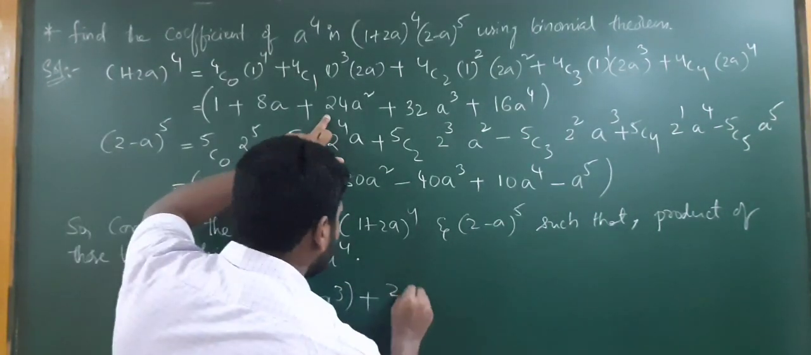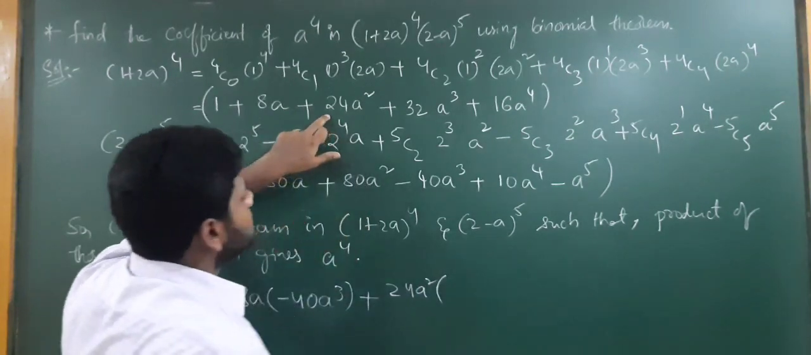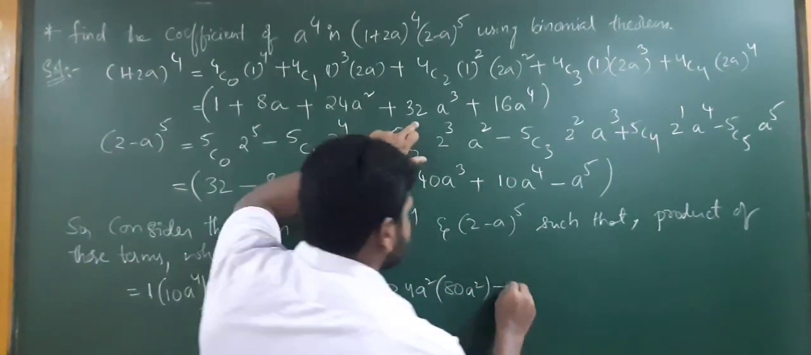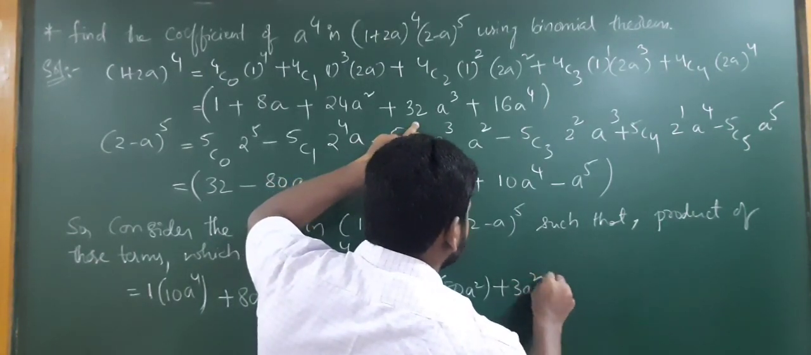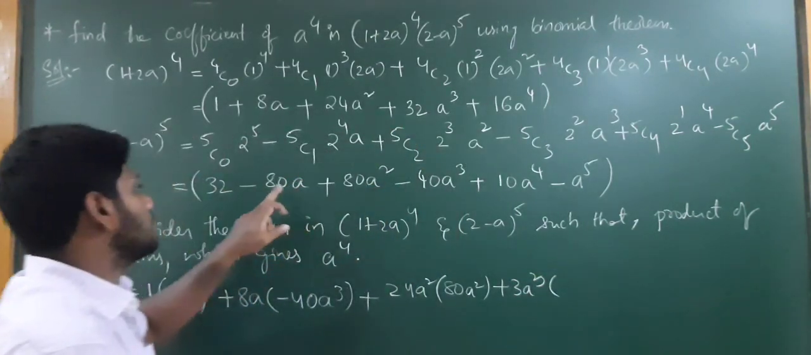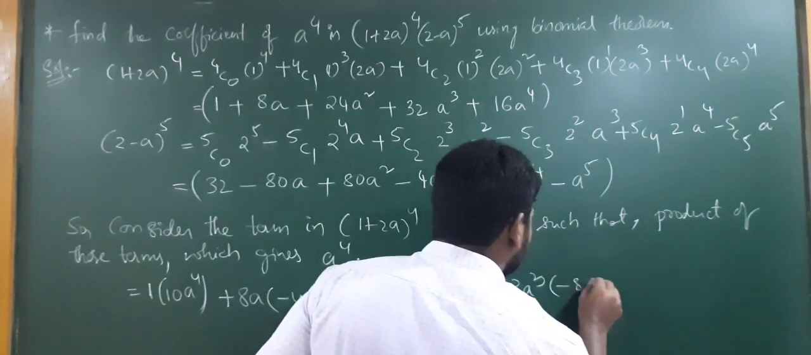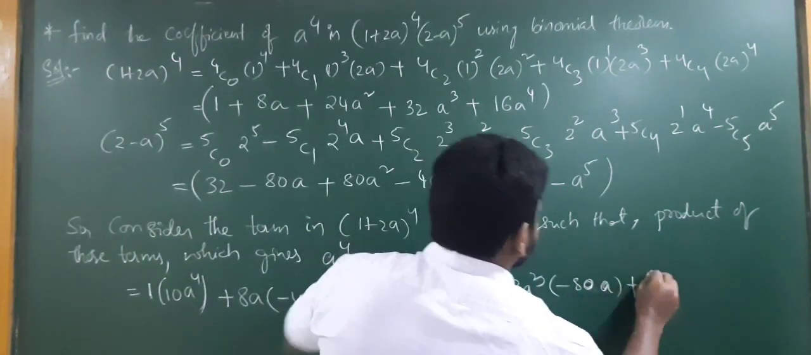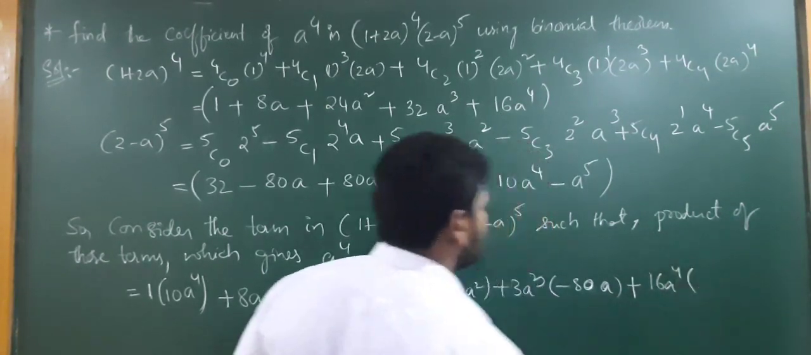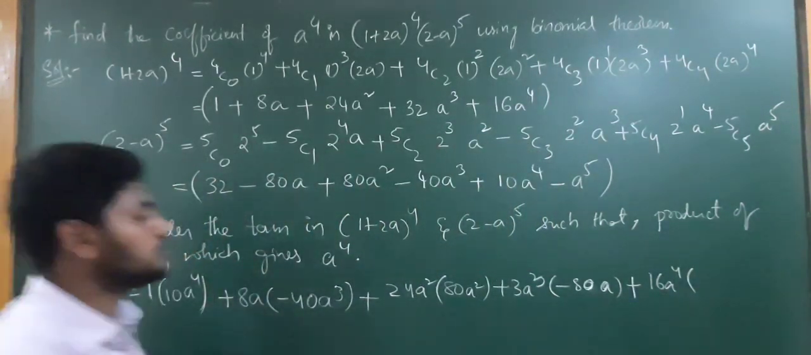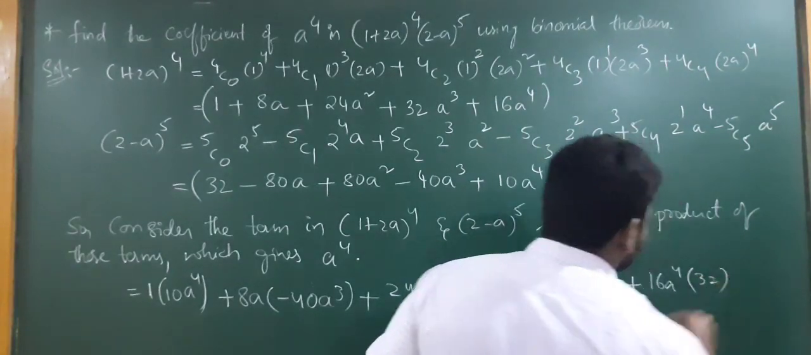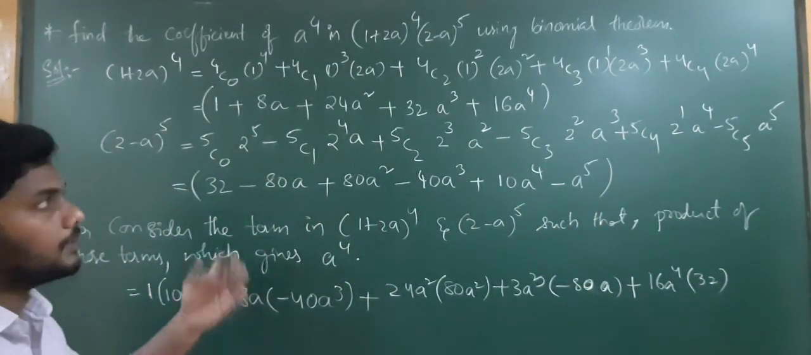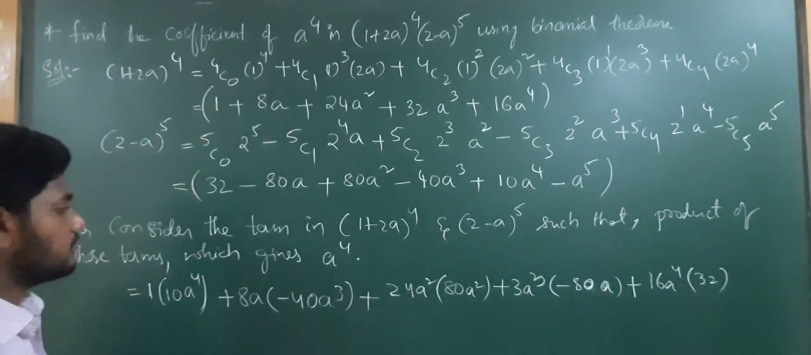Next, 24a square into which term? 18a square. Next, plus 32a cube into which term? Minus 80a. Plus 16a to the power of 4 into 32. So we need to consider only these terms, because these terms only will give a to the power of 4. The remaining are not required for this question.